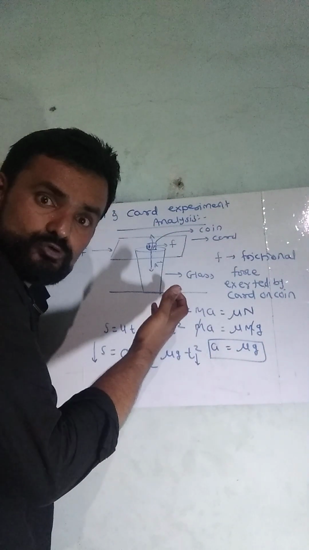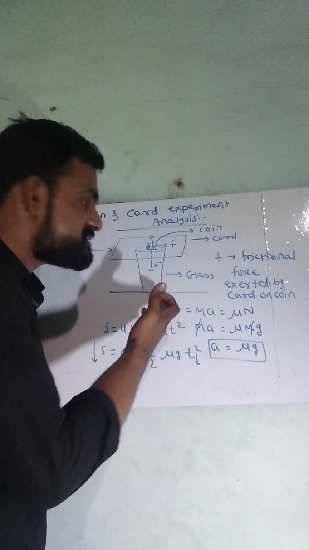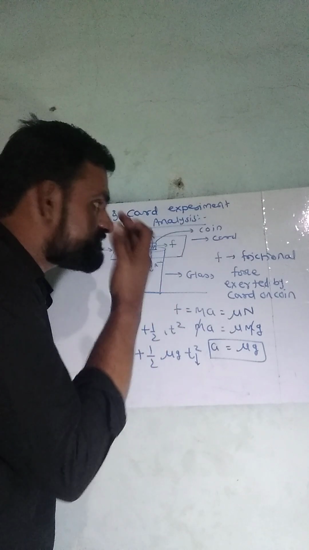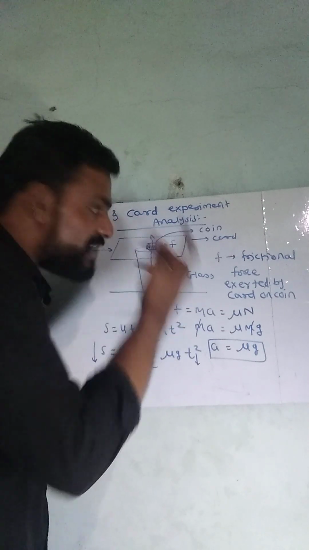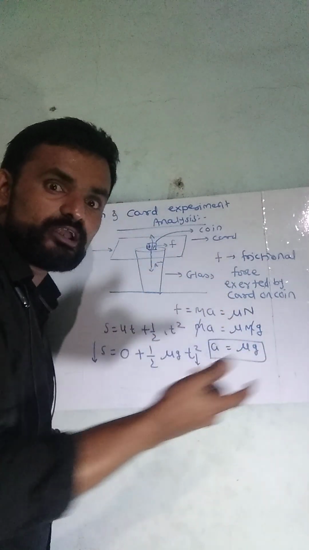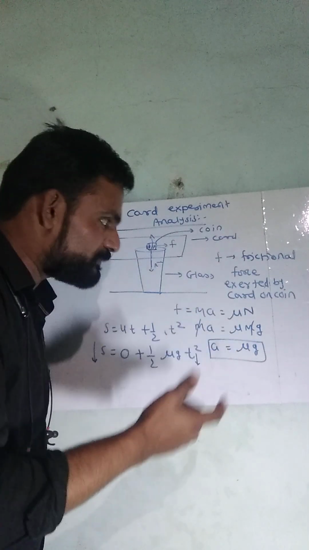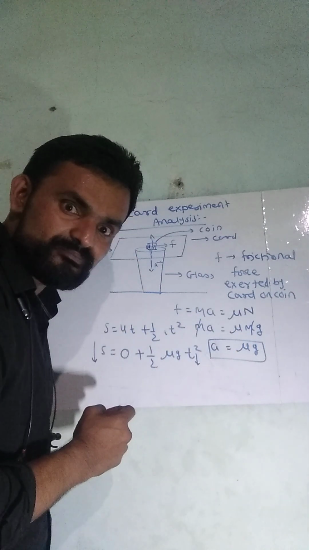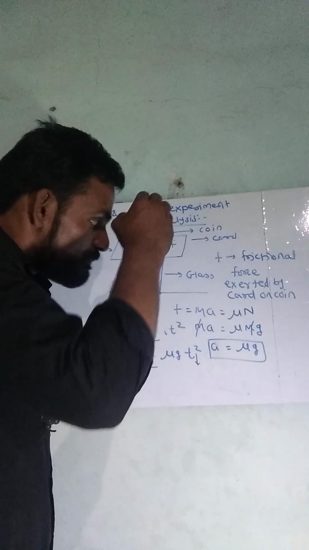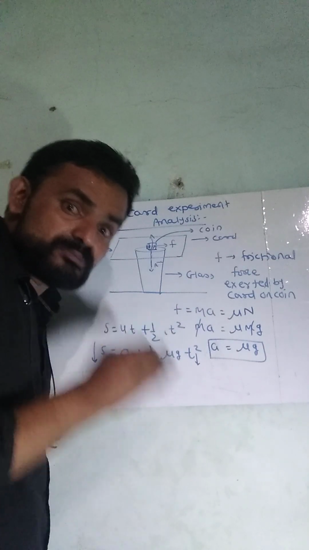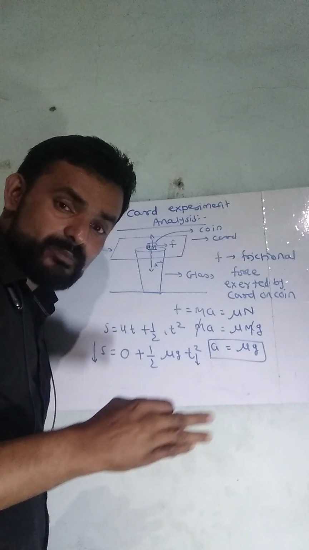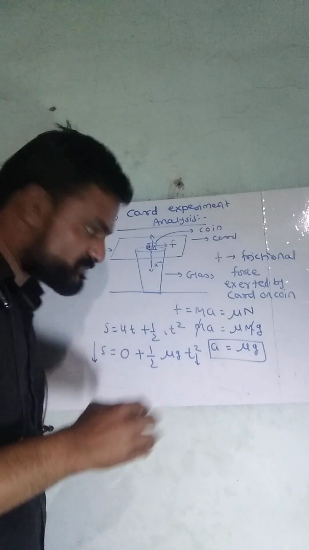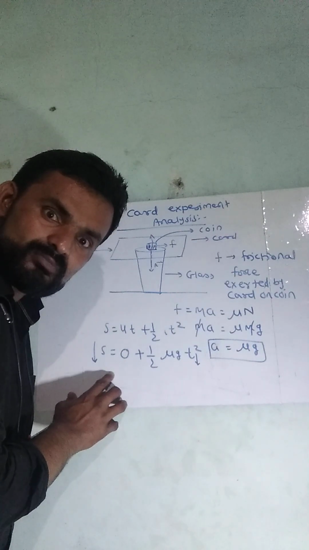That there is an external force on this coin. What is the external force? The external force is a frictional force, and this frictional force is accelerating the coin. The value of that acceleration comes out to be equal to this. Because of this acceleration, there is a displacement of the coin in the direction of acceleration, and this displacement comes out to be equal to this.